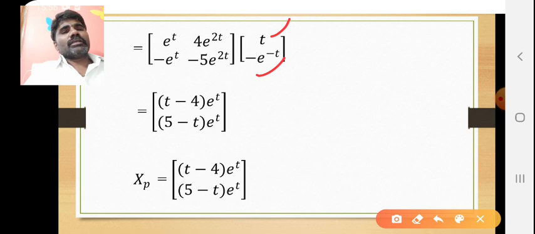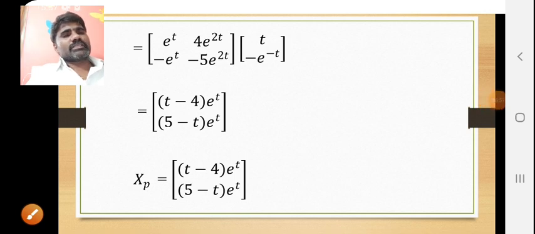1 into e^t and 4 into e^2t into minus t, it is also e^t, that's why t minus 4 e^t, and t into e^t, e^2t into e^(-t) is e^t, and minus t and plus 5, and 5 minus t e^t. That's why the particular solution is (t minus 4) e^t, (5 minus t) e^t.